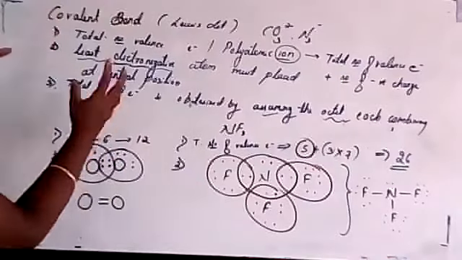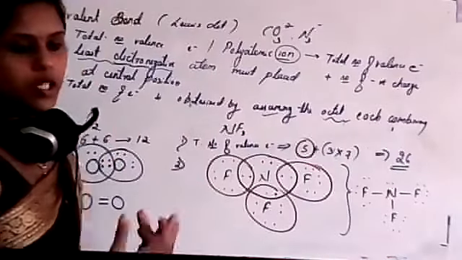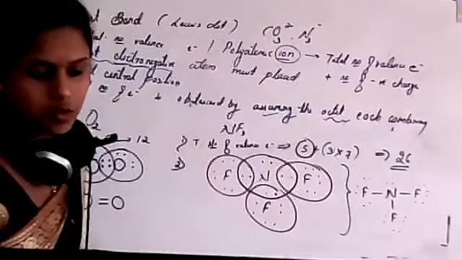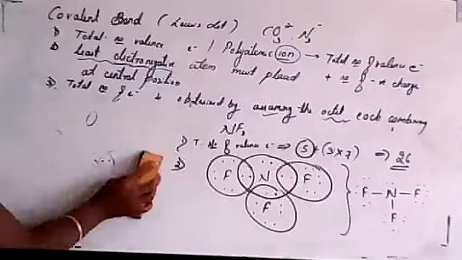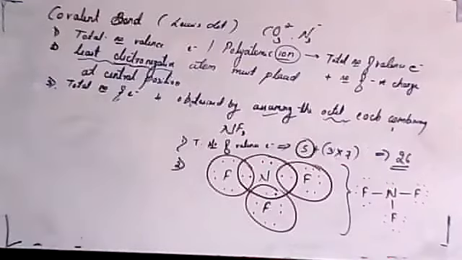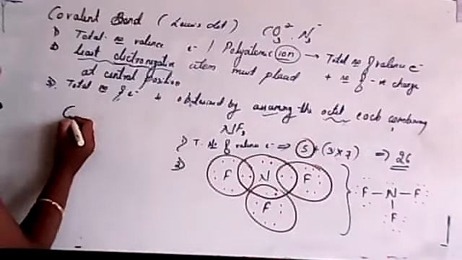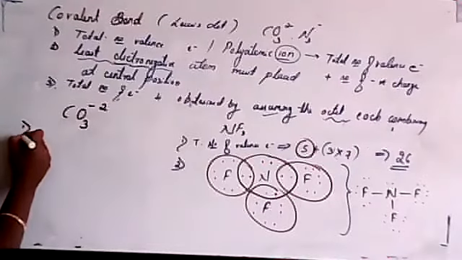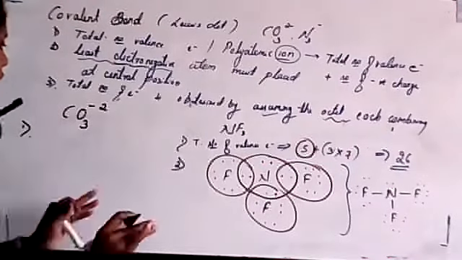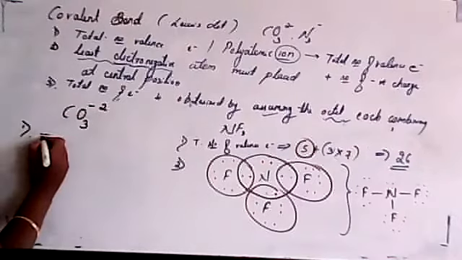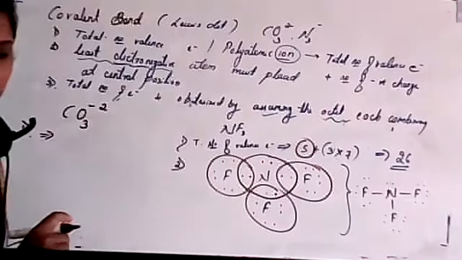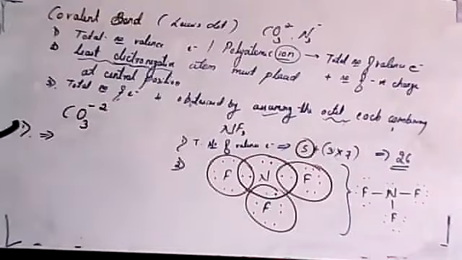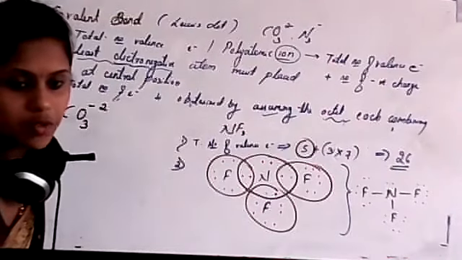So this is for a polyatomic molecule or polyatomic compound. If there is a polyatomic ion, for example CO3 2 minus, the first step is the total number of valence electrons. For carbon, students, the total number of valence electrons for carbon?